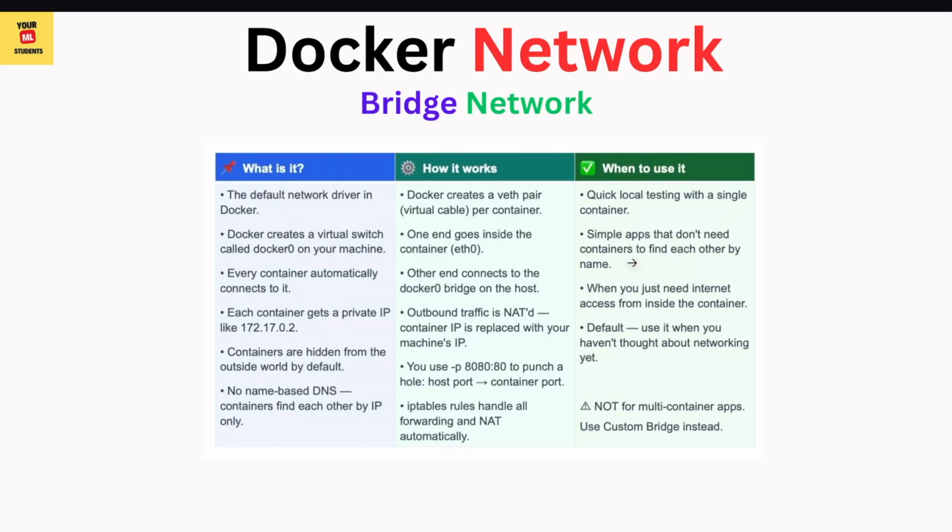Since we have built the Iris ML app, which was a single container doing everything in itself, we were not at a stage where we needed it to communicate with other containers, right? So in that case bridge network is pretty suitable. When you just need internet access from inside the container, or by default when you haven't thought about networking yet. Even though we were implementing that, we didn't know that networking was happening, right? So it is anyways by default.